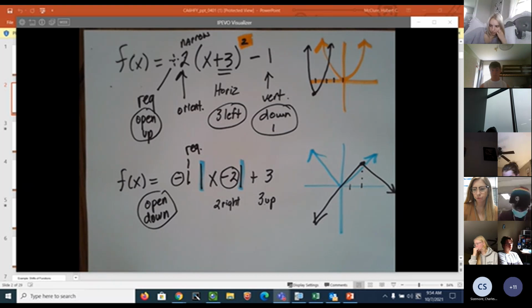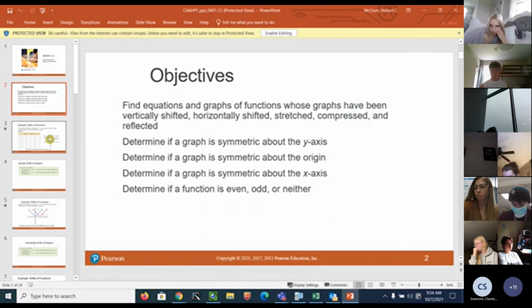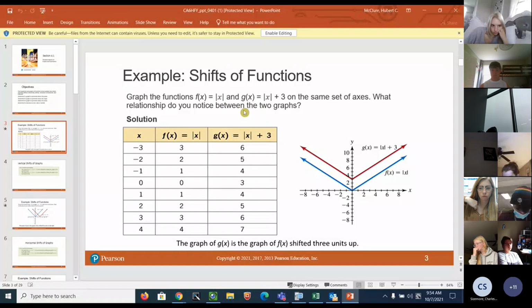So let's look at another one. Let's look at some of the questions that they're doing. Here's one right here. Now, remember, the number has to be attached to the x for it to be a horizontal shift. If the 3 is not attached to the x, it is a vertical shift.